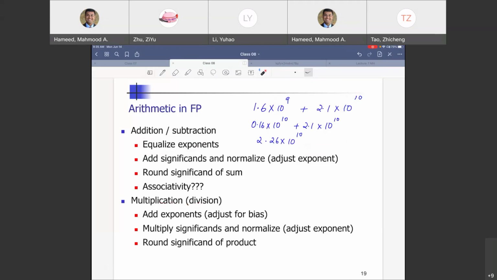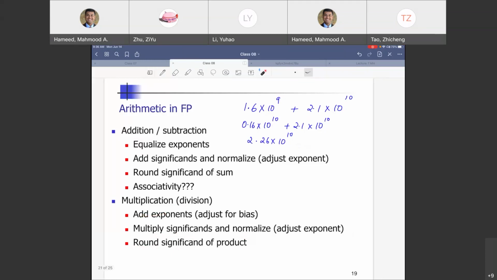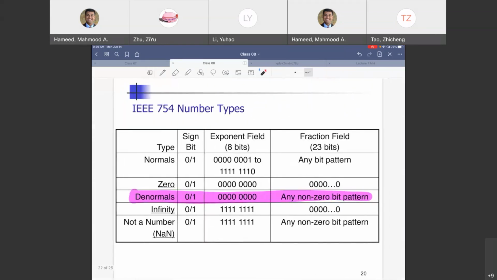For multiplication or division, over here you adjust for bias. So you add the exponents, 10 raised to 9 multiplied by 10 raised to 10. You add the exponents, multiply or divide the significands, and then before you represent that, you normalize it. And then you can also round the significand of the product depending on the number of bits you have in the significand field. For arithmetic in floating point, let me finish this table here.